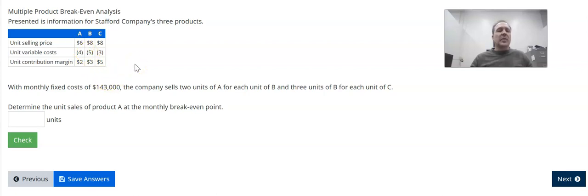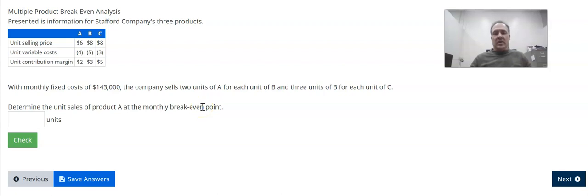Additional information says, with a monthly fixed cost of $143,000, the company sells 2 units of A for each unit of B and 3 units of B for each unit of C. This is going to cause all kinds of problems, I have a feeling. It says determine the unit sales of product A at the monthly break-even point. Okay, so we can certainly do that.